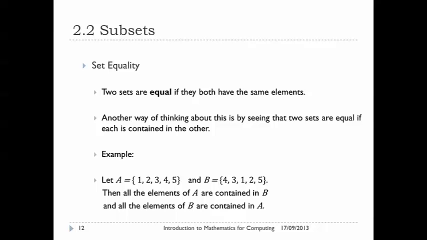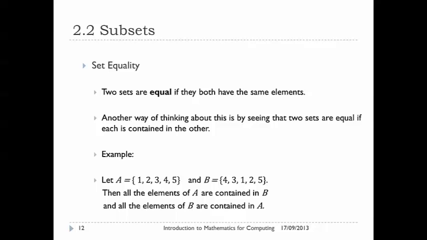So that implies that A is a subset of B. Okay, so let's see if it works the other way around then. Let's look at the elements of B and see if they're contained in the set A. So the first element listed here is 4. So 4 is an element of B. Let's check if 4 is also in A, and it is.